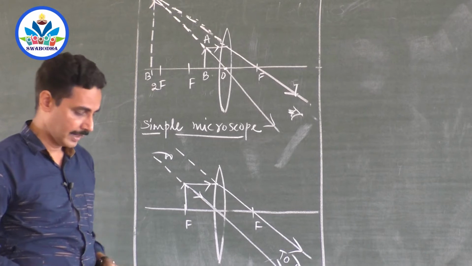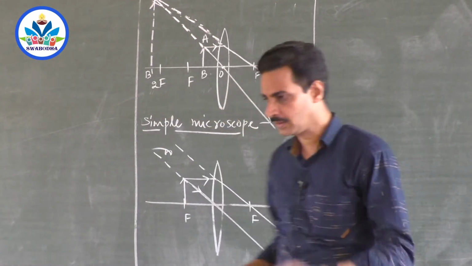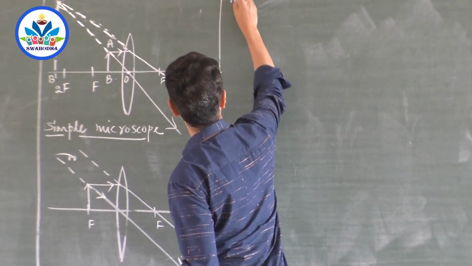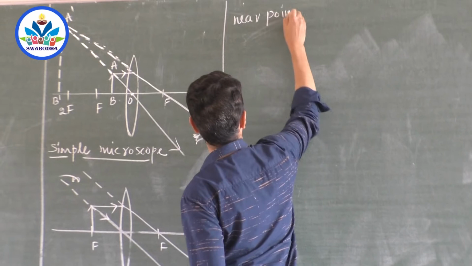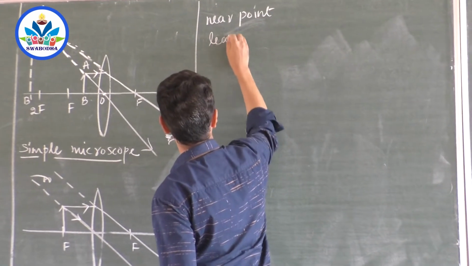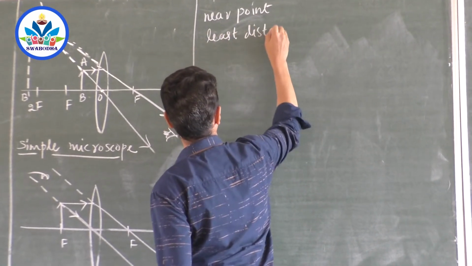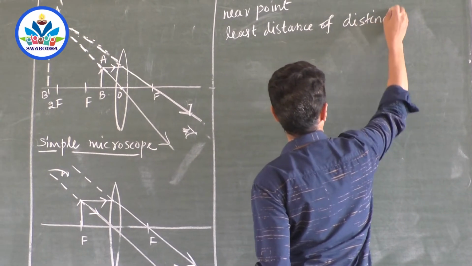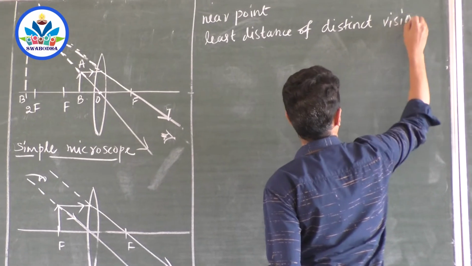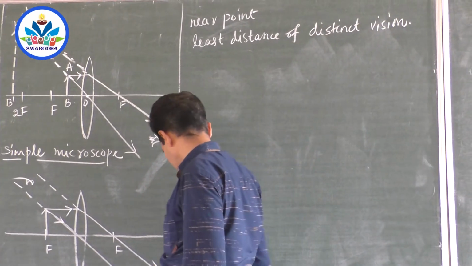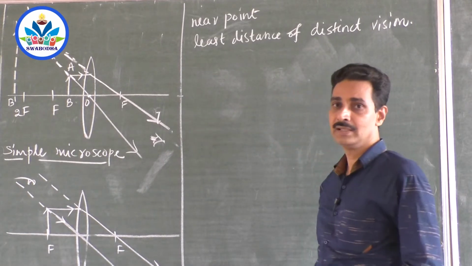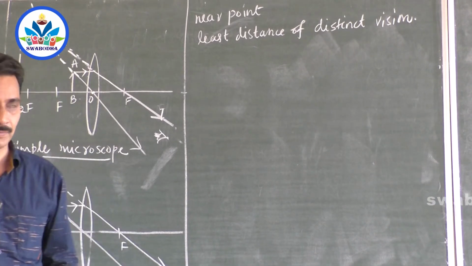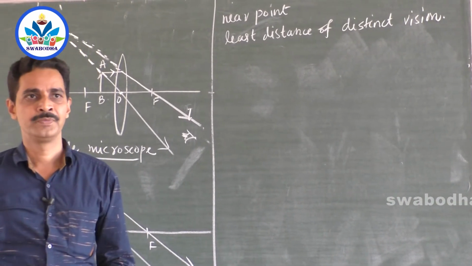And every eye has a factor called the near point, or least distance of distinct vision. What do you mean by least distance of distinct vision? You might have studied this in your lower classes. Of course, you must know this before going to this. This is not a part of the syllabus.